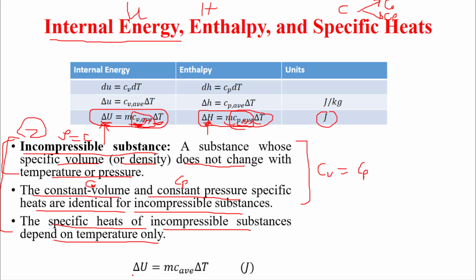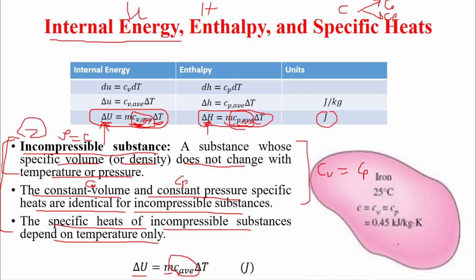And delta U, we can say, is equal to m C averaged, without mentioning whether it's CP or CV because they are the same, multiplied by delta T. So if we have this substance, iron, which is incompressible, then we can say that CP equals CV equals a constant value.